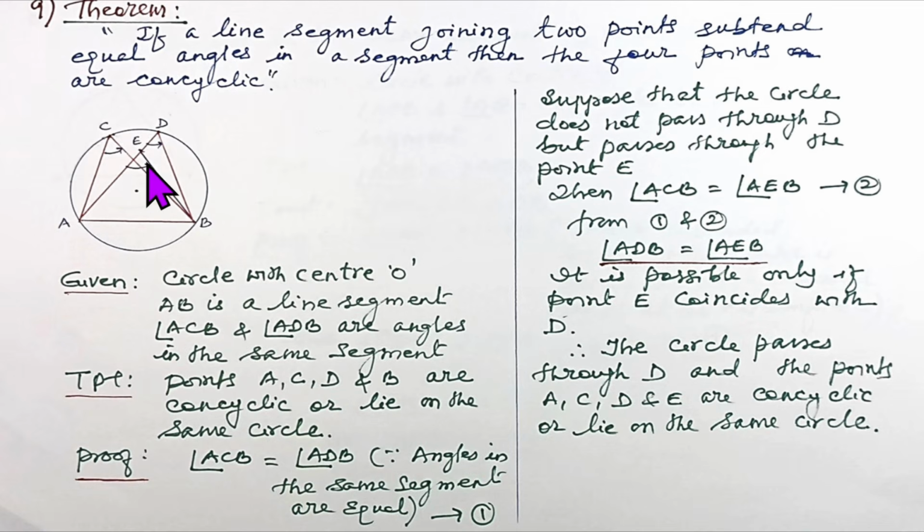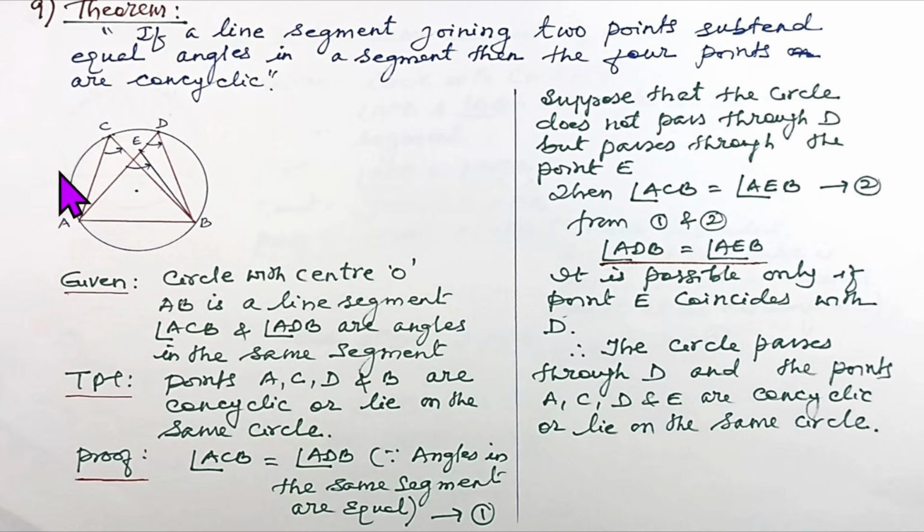So now how to prove this? Now we are given a circle with center O. AB is a line segment. Angle ACB and ADB are angles in the same segment, that is the major segment here. Now we have to prove that A, C, D, B are concyclic or lie on the same circle. Since they are in the same segment, we are given that ACB and ADB are equal angles. Let us call this as 1.